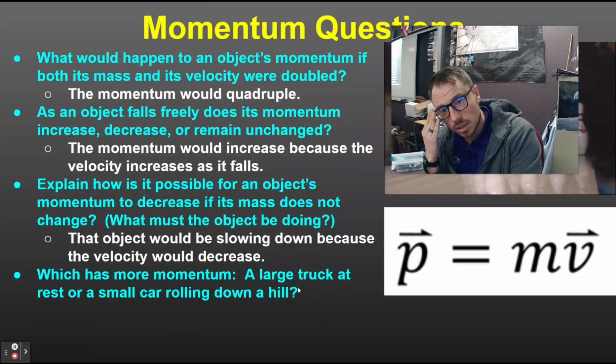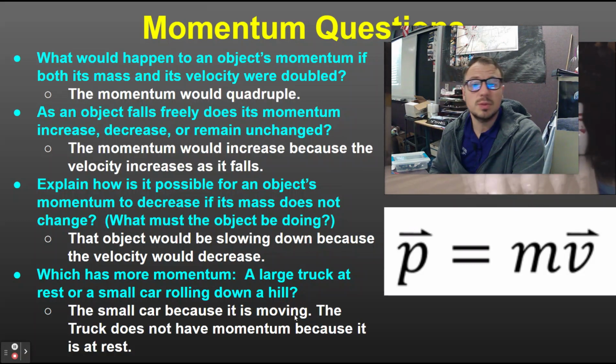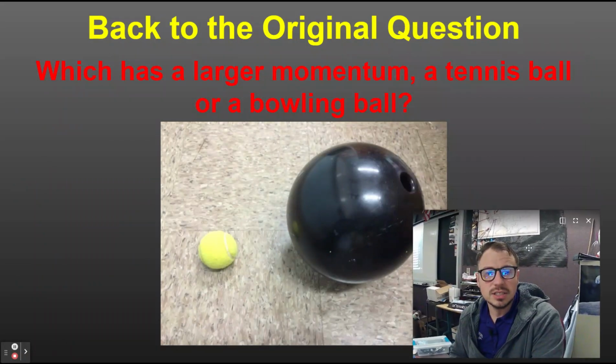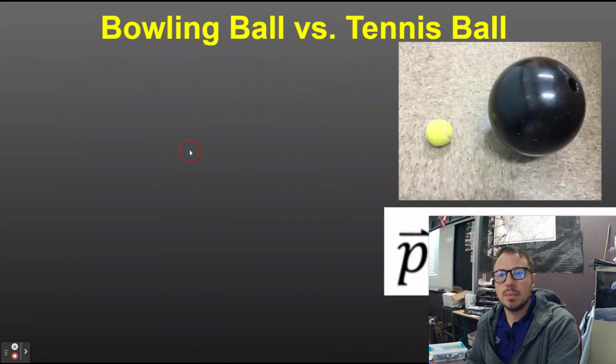Which has more momentum, a large truck at rest or a small car rolling down a hill? The small car, because it's moving. The truck does not have momentum because it is at rest. So now let's take a look at this question. Which has a larger momentum, a tennis ball or a bowling ball?